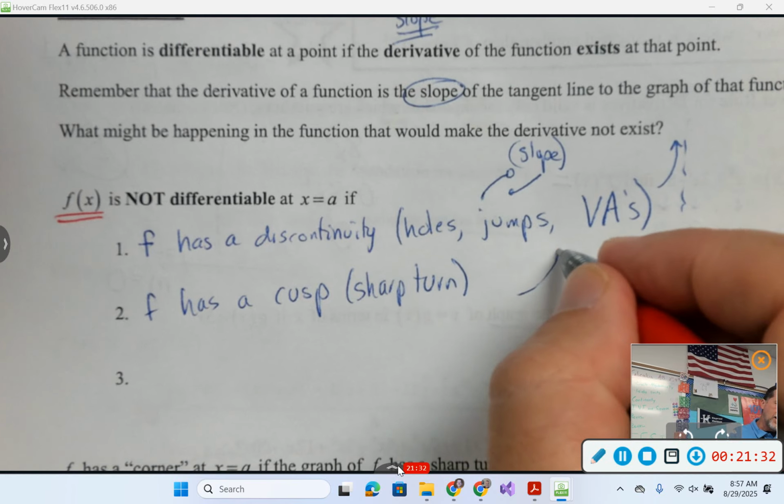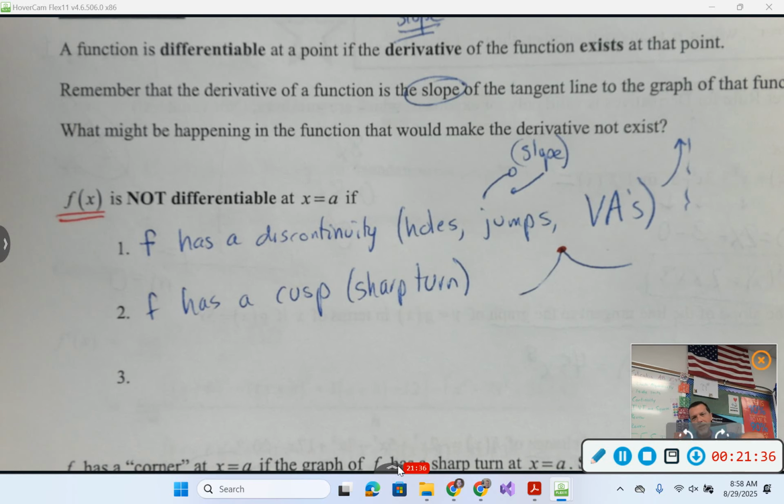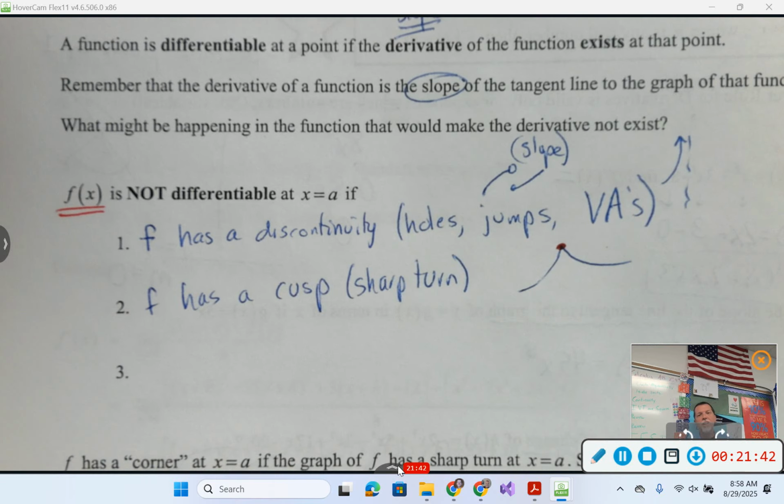Something like that. Like, how am I supposed to draw a tangent line when there's a sharp point there? I don't know. It turns into a teeter-totter thing instead of a tangent line. So if there's a cusp, you can't have a slope, which means you can't have a derivative.